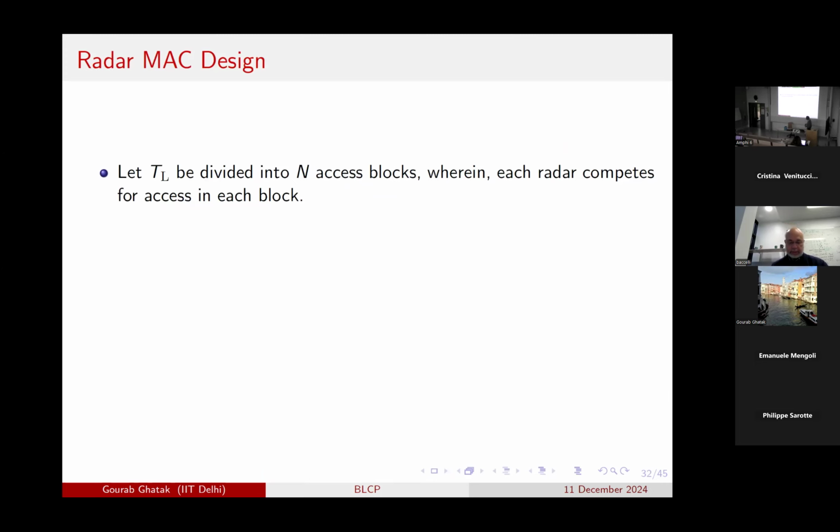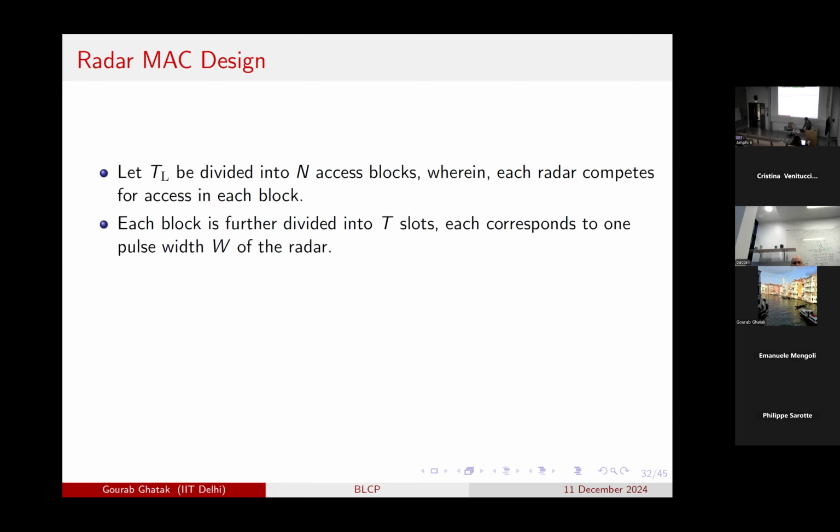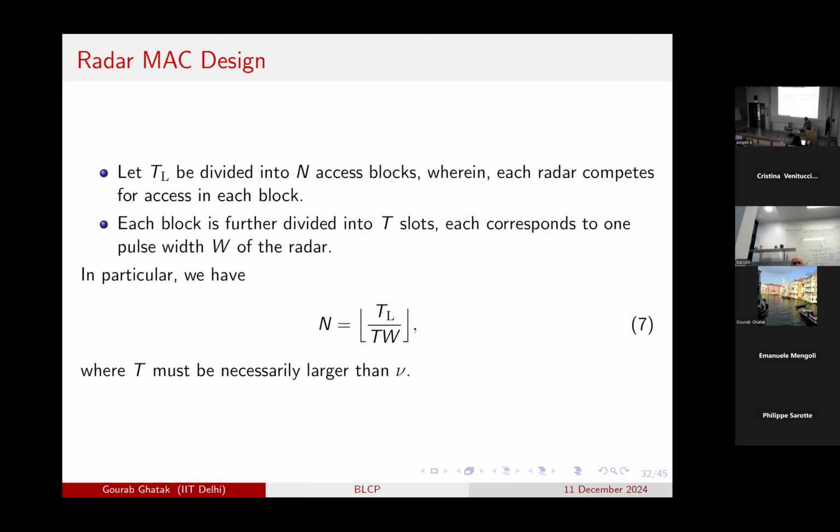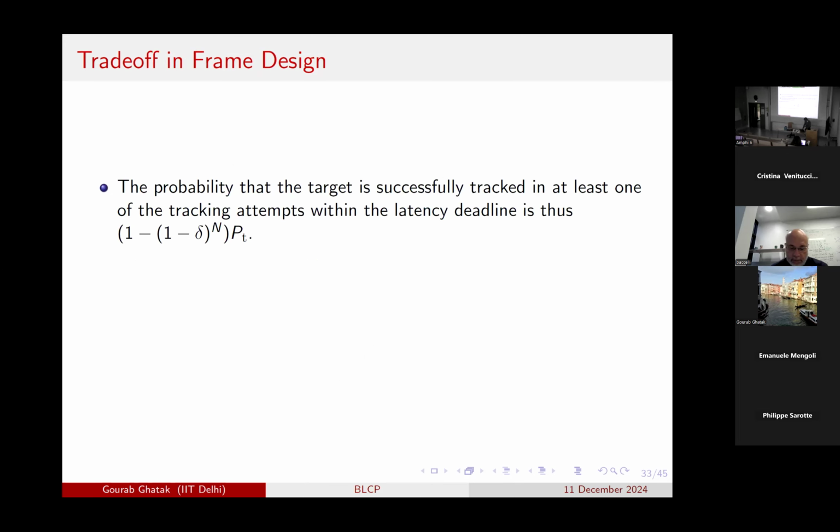So let TL be divided into n access blocks, wherein each radar competes for access in each block. Each block is further divided into T slots like before, and each corresponds to one pulse width of the radar. Right. So now you have a train of pulse widths. The number of blocks is the total latency deadline divided by the length of the block multiplied by the pulse width. T must be necessarily larger than the requirement, otherwise you don't get nu more than T.